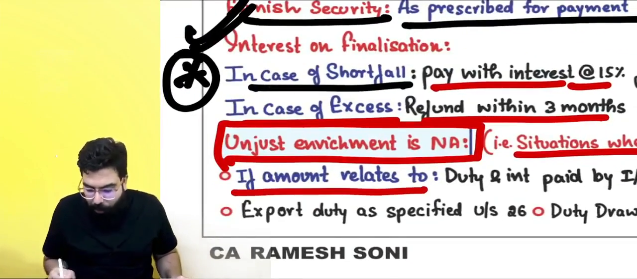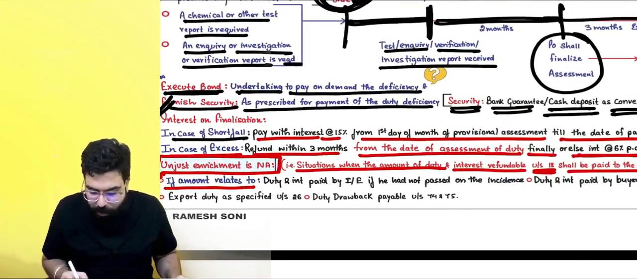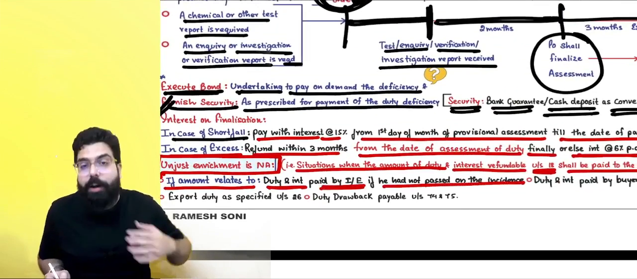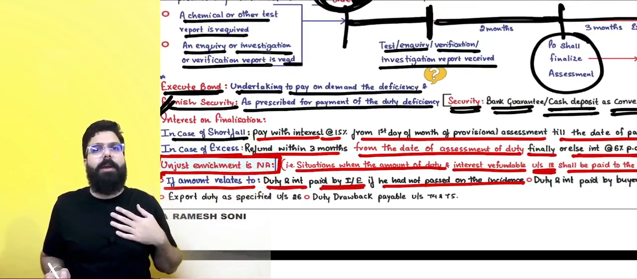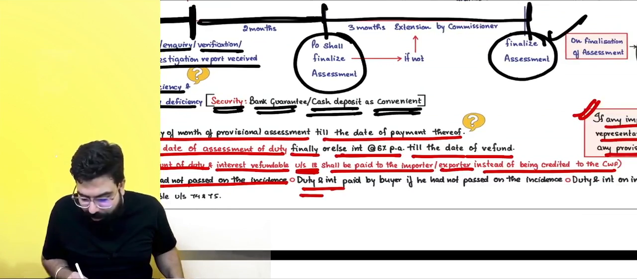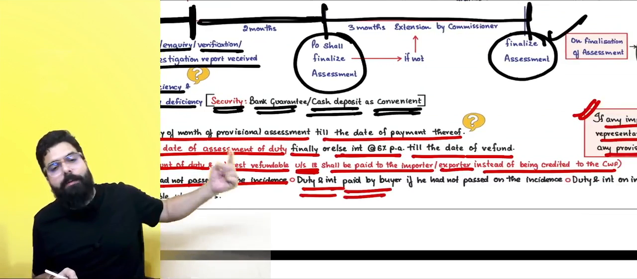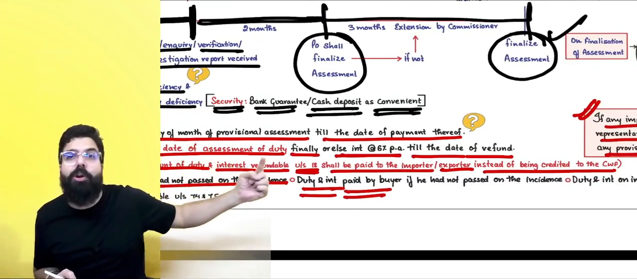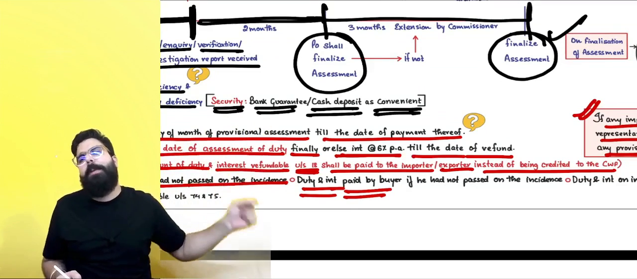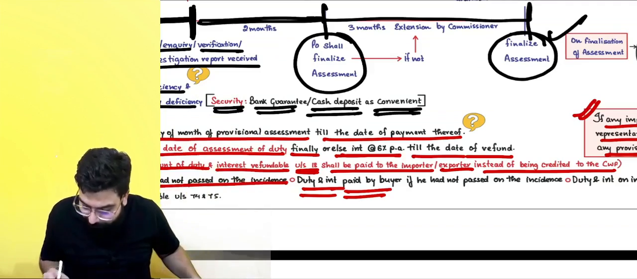Number one, if the amount relates to duty and interest paid by the importer or exporter, and he has not passed on the burden, then the refund will be given to him. It will not be put in the consumer welfare fund. Number two, duty and interest paid by the buyer. I am the importer or exporter. I sold it to the buyer. The buyer did not pass on the burden. Then the refund shall be given to the buyer and it will not be put in the consumer welfare fund.